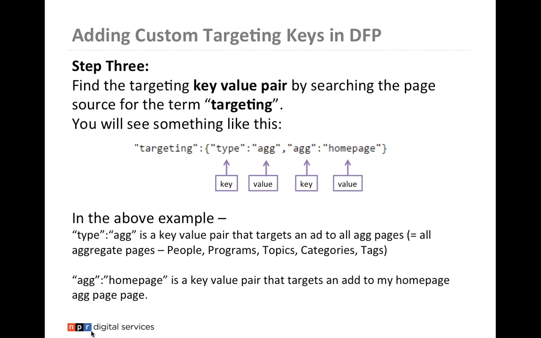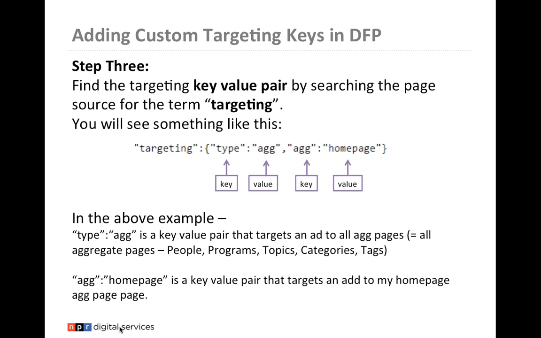So in this case, let's bring it down to an example here. If I would like to have a specific ad that goes to all of my ag pages. Ag pages stand for aggregate pages, so those are all of your people pages, all of your program pages, topic pages, category pages, and tag pages. An aggregate page is really any page within your site that has a river, and it's not the home page.